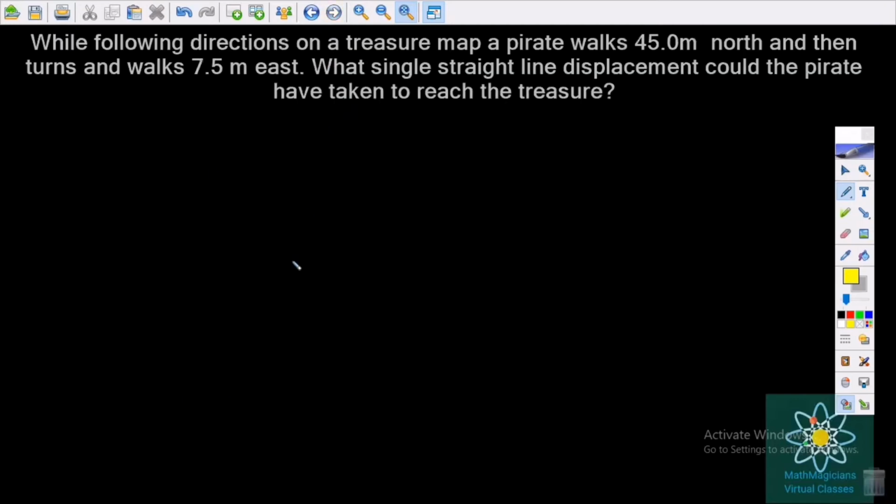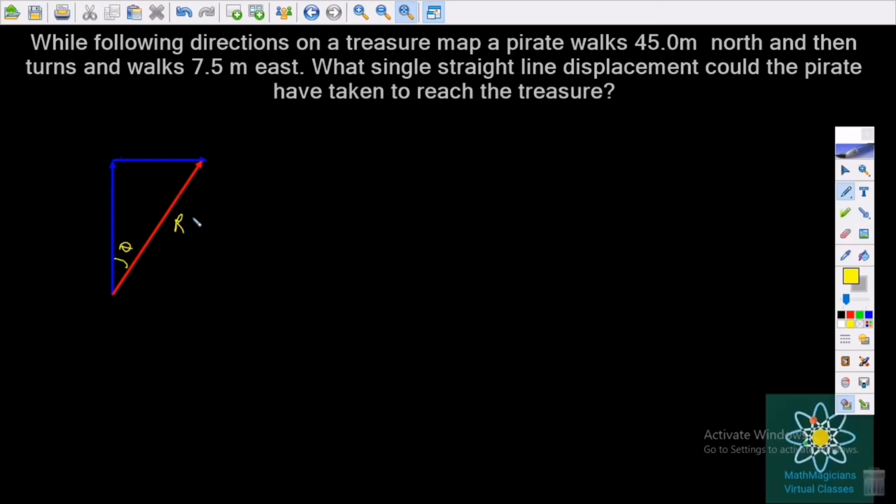Now, let's make the second one. It says, while following directions on a treasure map, a pirate walks 45.0 meters north and then turns and walks 7.5 meters east. Okay, so let's make our graph. It says that the pirate walks 45 and then walks 7.5. It says, what single straight line displacement could the pirate have taken to reach the treasure? We're looking for a single straight line that we're going to draw in red. We're looking for this resultant, and for this angle.